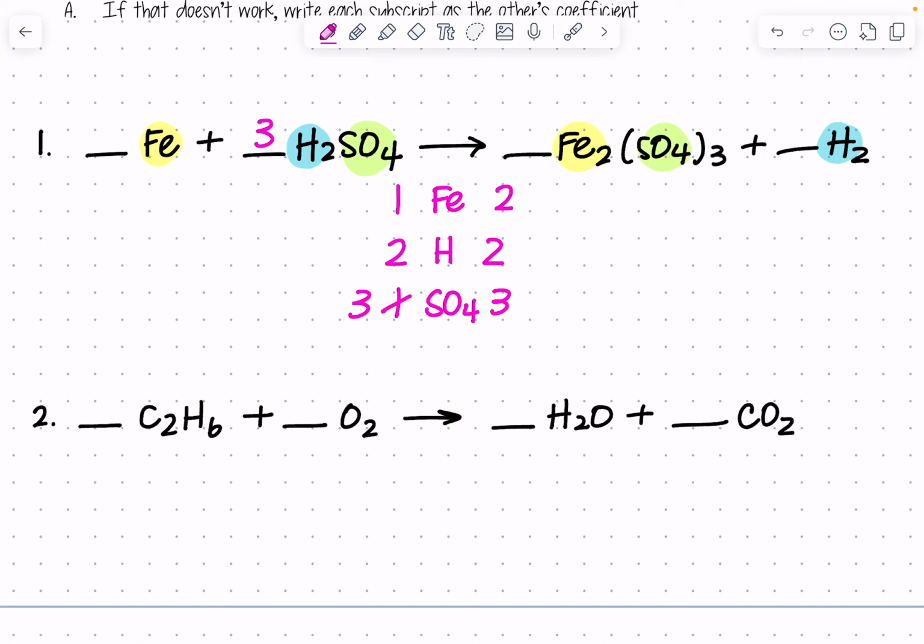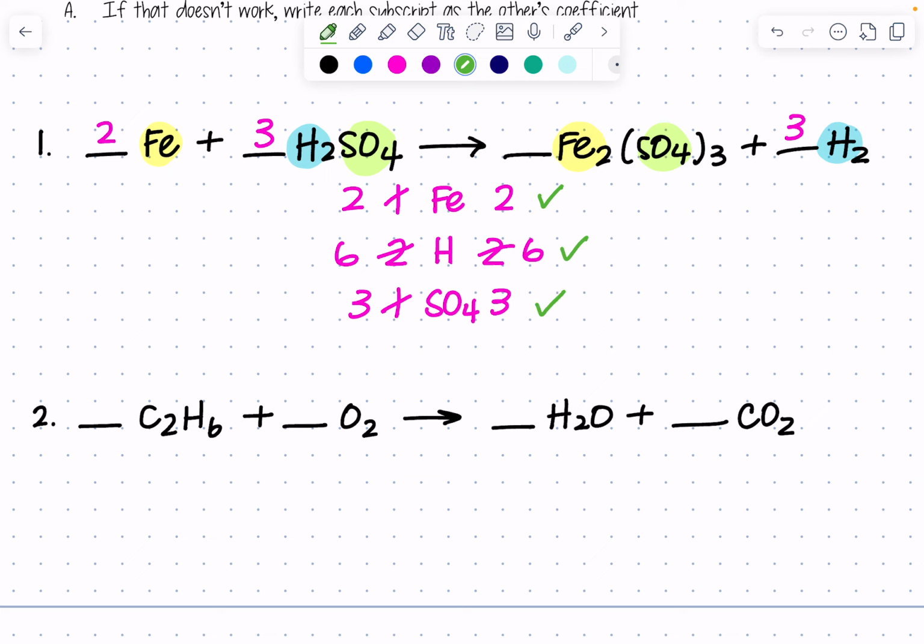Now my sulfates are even. However, that also changes the number of hydrogens that I have on the left. So 3 times 2 gives me 6. So now I have to fix my hydrogens on the right-hand side. That's a pretty easy fix, because I could just put a 3 there, and that will give me 6. So now the only thing that I have left to fix is my iron. I need 2 of them, so I can put a 2 out front. You know you're finished when all of your pieces are equal on both sides of the arrow.